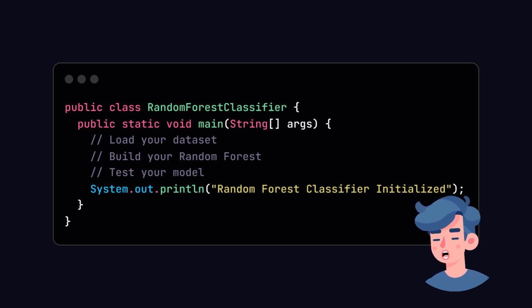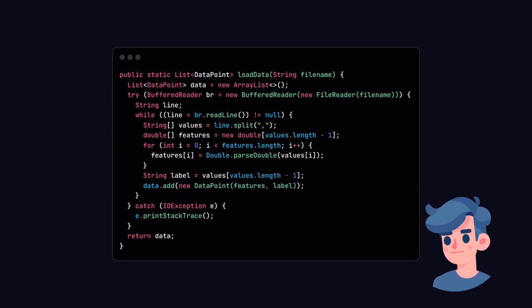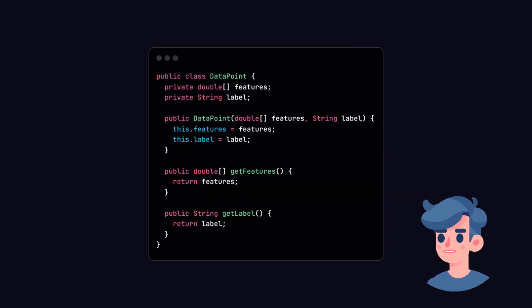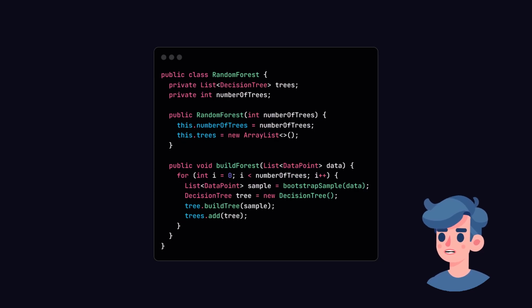We will start with the main class that kicks off our entire program. Inside the main method, we'll proceed to load our dataset. For the sake of simplicity, let us consider a simple CSV file containing our features and classes. The DataPoint class stores a single instance of data with features and the corresponding label. Let's define that next.